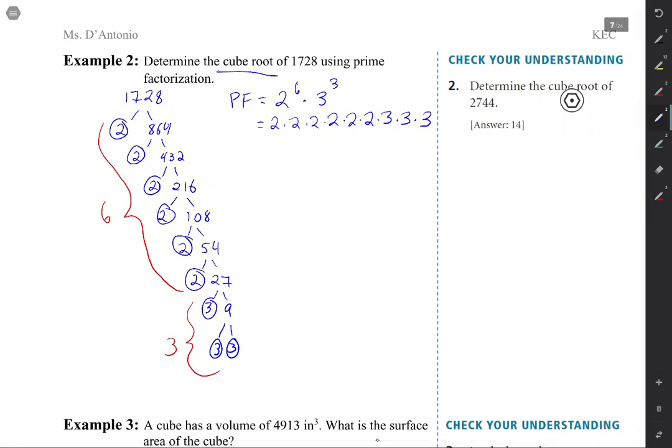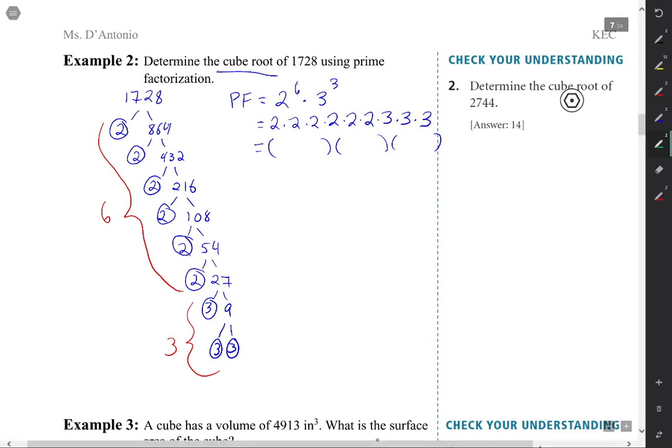So instead of doing 2 groups, we're going to do 3 groups. So let's set up our brackets here. 1, 2, 3. And let's make 3 even groups. Let's split these numbers up into 3 even groups.